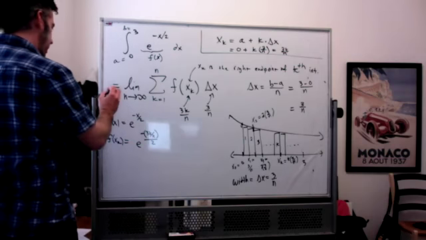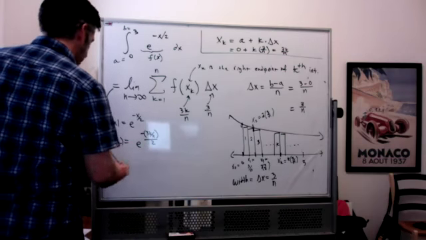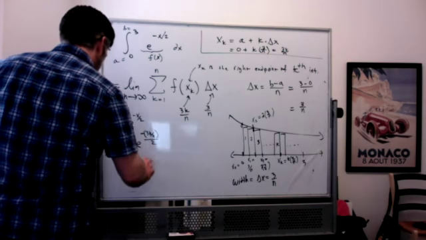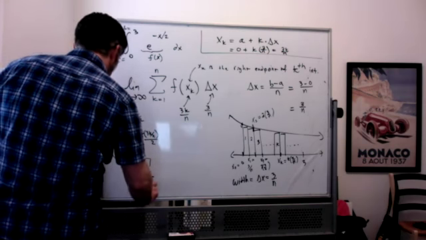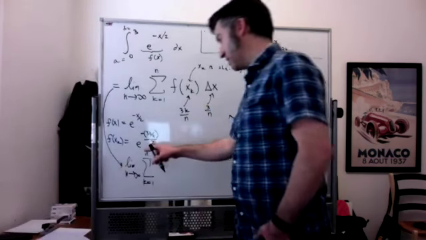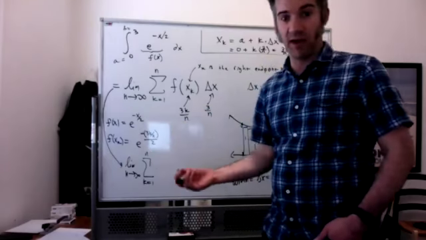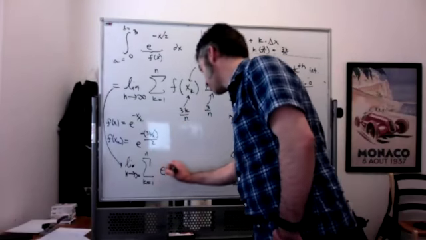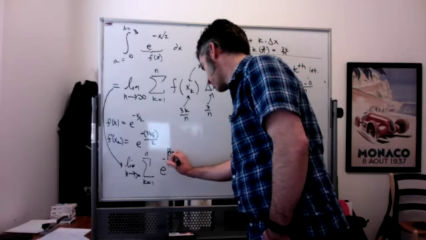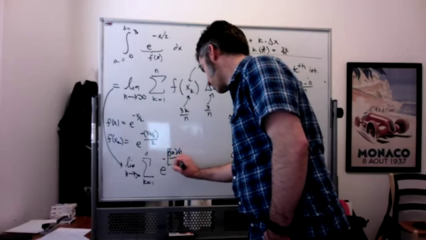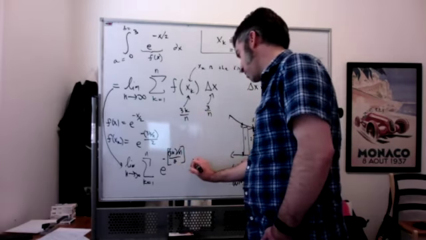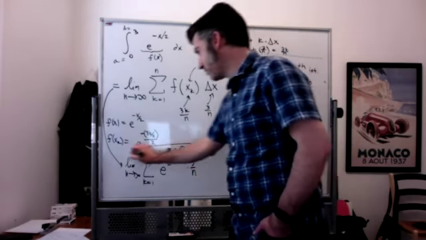So then we can rewrite this limit as the limit as n goes to infinity of the sum from k equals 1 to n of f of x sub k, which is this e to the negative 3k over n over 2, times your delta x, which is 3 over n. And that's it.